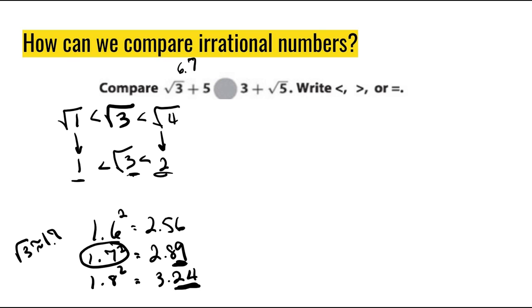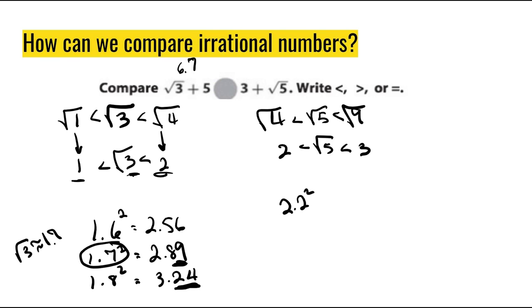Now we take a look at our right side. The square root of 5 is between, and I'm going to move a little faster this time, the square root of 4 and the square root of 9, the perfect squares that it's between. That means the square root of 5 is between 2 and 3. 5 is much closer to 4, so I'm going to pick decimals that are closer to 2 than to 3. So we'll start with 2.2.